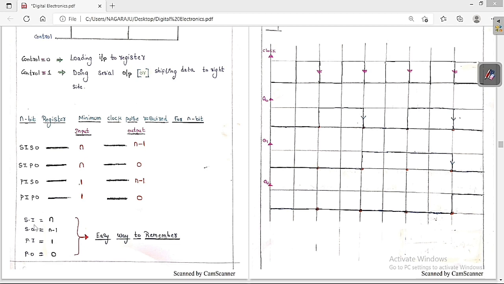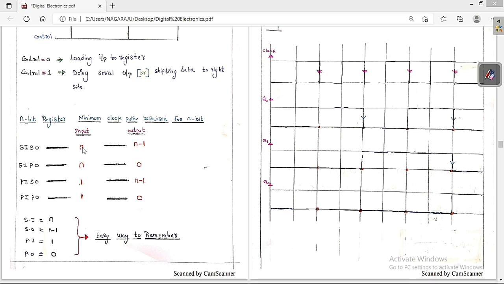So listen carefully. If you want to store n-bit data in an n-bit register, serial input requires n clock pulses, whereas serial output takes only n minus 1 clock pulses. Parallel input requires only 1 clock pulse, whereas parallel output requires 0 pulses. So you can see clearly the input side and the output side. Serial input means n, serial output means n minus 1. Serial input means n, parallel output means 0. Parallel input means 1, serial output means n minus 1. Parallel input means 1, parallel output means 0. This is the point that you always have to remember.